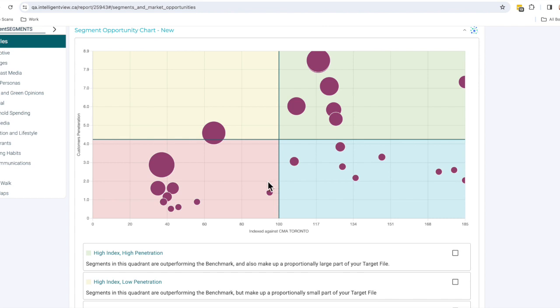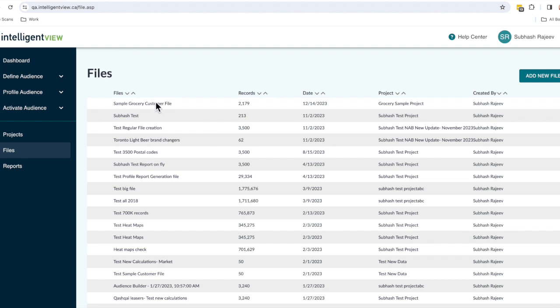Let's take a look at what these quadrants mean with a simple use case. Assume that the sample file under analysis is a list of postal codes of a grocery chain's most frequent customers.